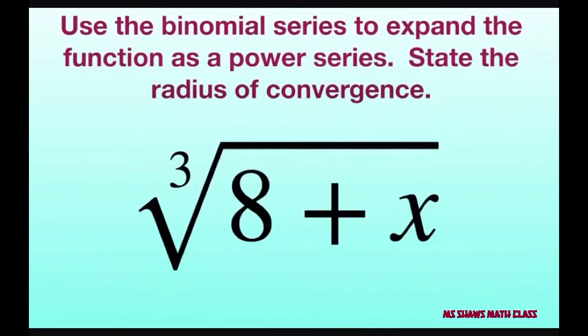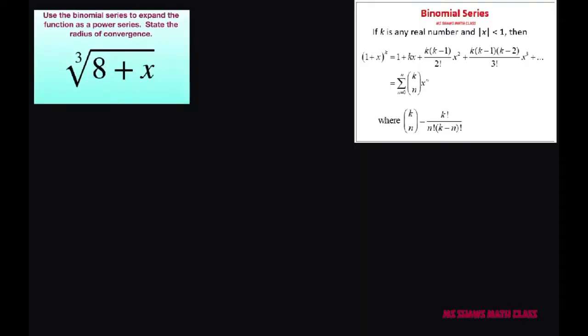Everyone, we're going to use the binomial series to expand the function as a power series. We're also going to state the radius of convergence. So here's your binomial series, and we want to write it in this format so we can expand it. So we're going to write it as the cube root. Well, I'm going to write this to the power of 1/3. All right. And then write this part as 8 times 1 plus x divided by 8.